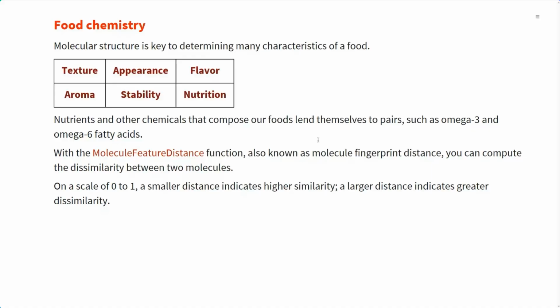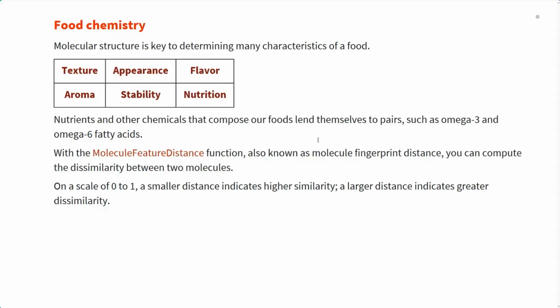Our chemistry team has recently introduced this new function called the molecule feature distance function, also known as a molecule fingerprint distance. This function lets you compute the dissimilarities between two molecules. So this is really handy. It's on a scale of 0 to 1. A smaller distance means higher similarity, and a larger distance means greater dissimilarity.